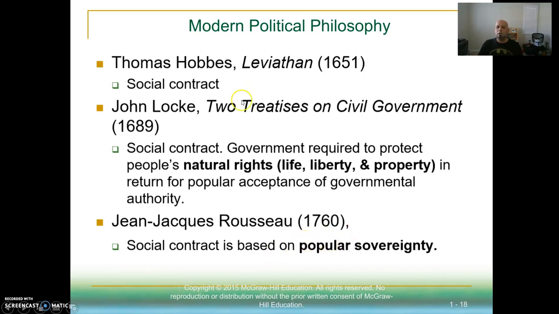So you need a card for each one of these, like I said before. Hobbes, social contract, and you can just leave it at that. Locke, social contract, but to protect natural rights, and then Rousseau, social contract, is based on popular sovereignty. Those should be your three note cards.